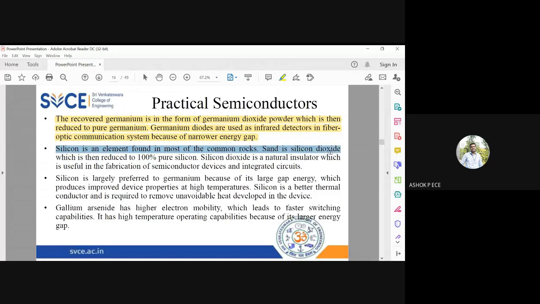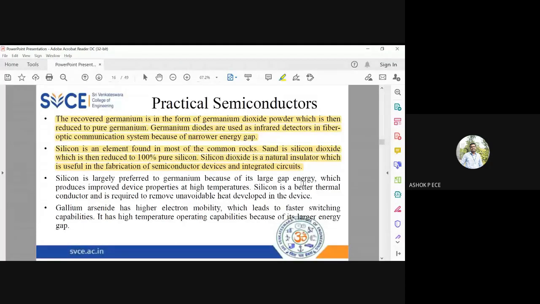Sand is silicon dioxide. So sand is SiO2. If I want to get silicon from SiO2, here also I should go for reduction. If I remove that oxygen, it becomes silicon. Silicon dioxide is also a natural insulator. You know that all semiconductors are insulators only by default. Only when you increase the temperature, they act like semiconductors.